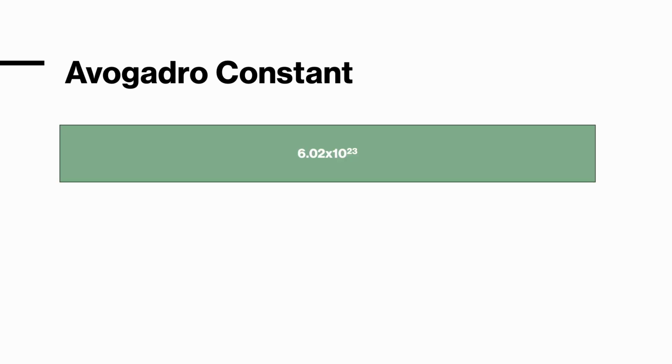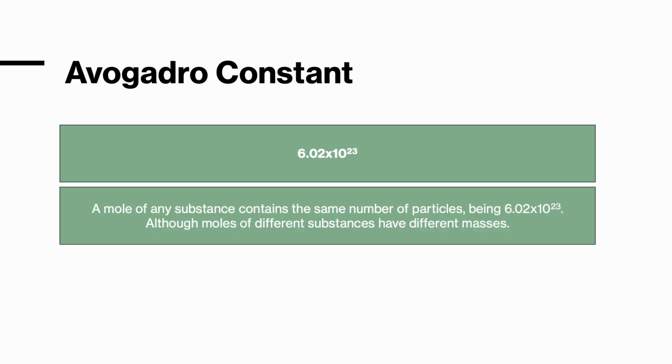Avogadro's constant. The value for IB is 6.02 times 10 to the power of 23. So a mole of any substance contains the same number of particles. So whether that is calcium or potassium or carbon, 1 mole of those atoms will contain 6.02 times 10 to the power of 23 particles, or atoms, in 1 mole of that element.